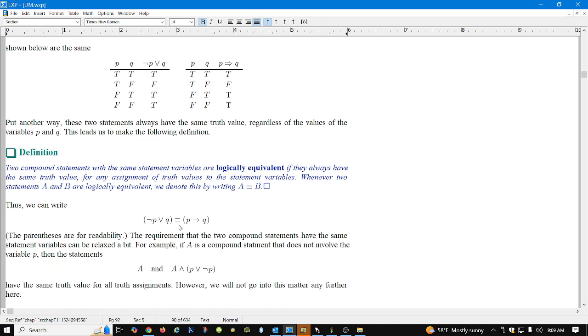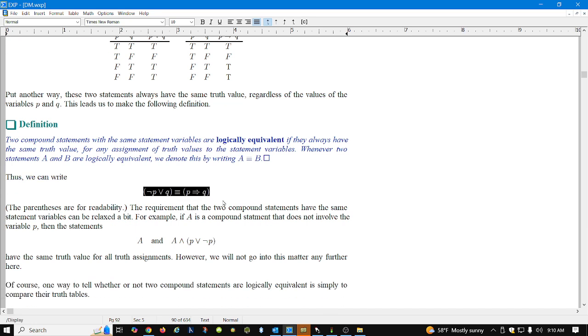So this leads us to a definition. Two compound statements with the same statement variables are logically equivalent if they always have the same truth value for any assignment of truth values to the variables. Whenever two statements A and B are logically equivalent, we'll denote that by writing this expression. So it's the equal sign with 3 bars. And you would say A is logically equivalent to B, or A and B are logically equivalent. So we can now write this.